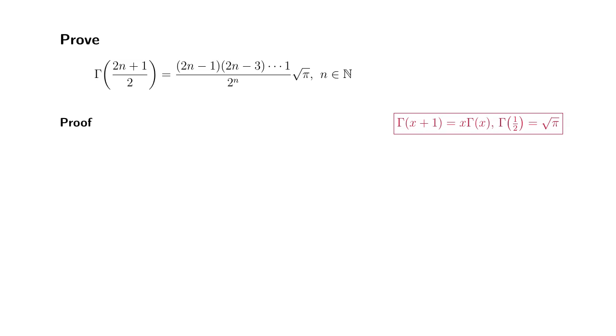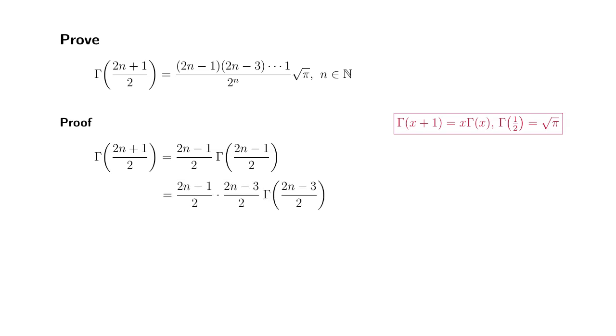So the left-hand side is gamma of (2n plus 1) over 2. Then we can apply the reduction formula to rewrite this as (2n minus 1) over 2 times gamma of (2n minus 1) over 2. And we can apply another reduction formula, and we have (2n minus 1) over 2 times (2n minus 3) over 2 times gamma of (2n minus 3) over 2.